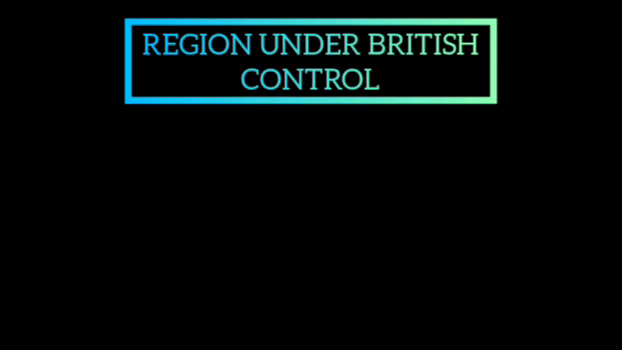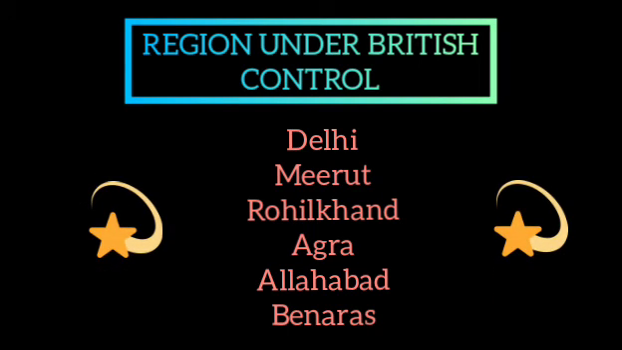Now, suppression of the rebellion. In June 1857, Delhi, Meerut, Rohilkhand, Agra, Allahabad, and Benares were under the control of the British.